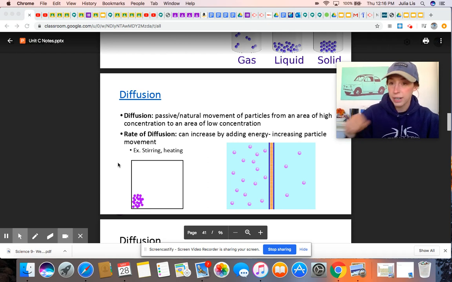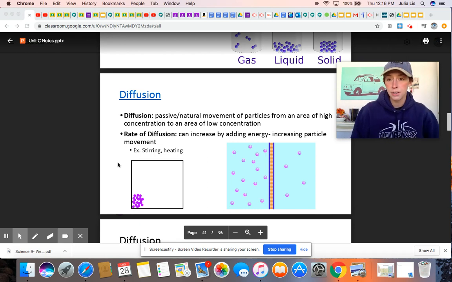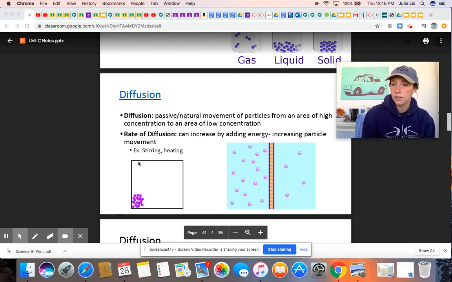Another one is stirring a substance. When you add sugar to your tea, you most often stir your tea because that allows the sugar to quickly dissolve within your tea or hot water. But if you were to leave it, it would gradually disperse and diffuse on its own as well. So it's really important to know some processes that increase the rate of diffusion: heating up a substance, adding energy, and stirring, actually mixing or moving that substance.